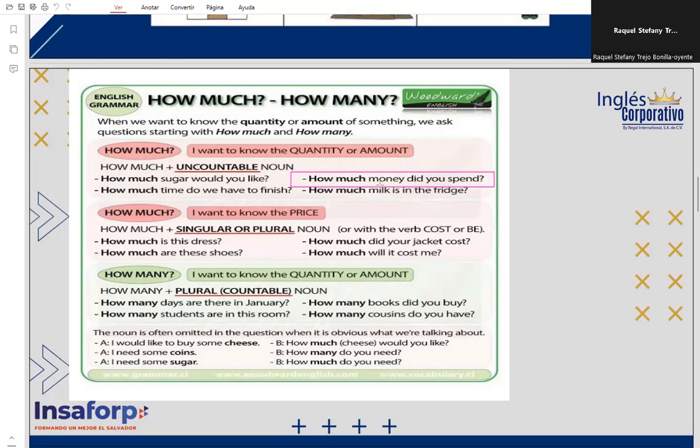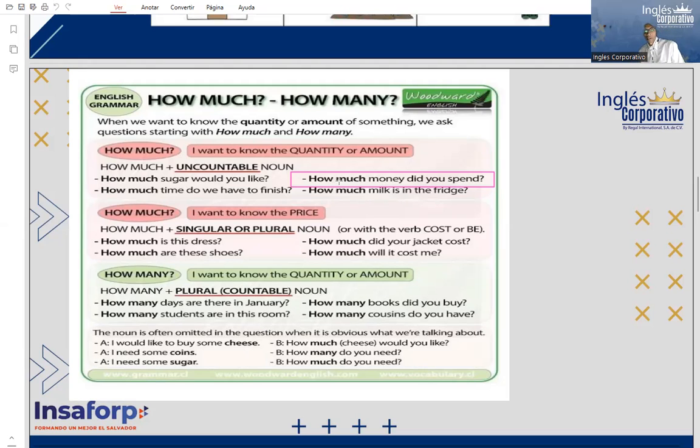Pregunto. Ahora, ¿por qué puedo ocupar how much y money? Because it's uncountable. Es cierto, nosotros podemos contar nuestros billetes de 5, 10, 15 y los ricos que tienen 20. Pero eso no significa de que ese mismo billete va a tener el mismo valor en otros lados.